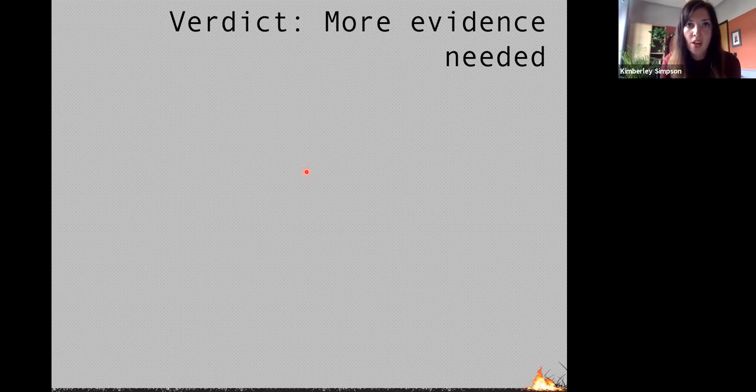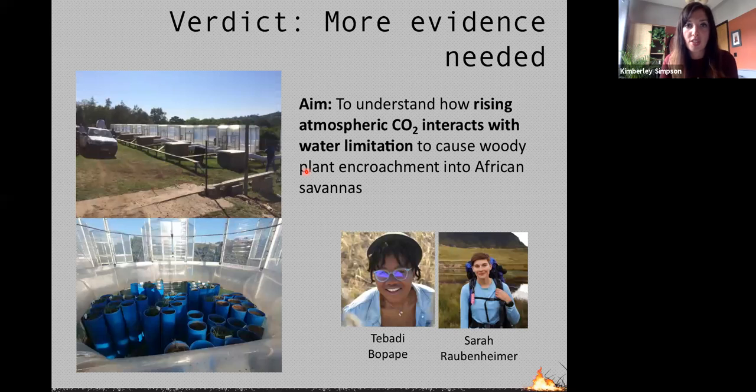And that segues nicely into the project that I'm working on at the moment, which is a NERC-funded project that aims to understand how rising CO2 interacts with water limitation to cause plant encroachment into savannas. For part of this project, we're doing some experimental work at Rhodes University in South Africa, in open top chambers where you can manipulate the CO2 concentration. At the moment we're growing some grasses and trees in these chambers, and we're aiming to do lots of data collection over the next year.